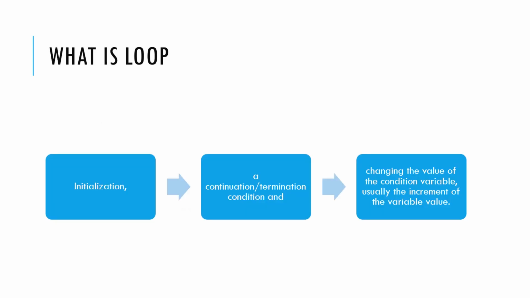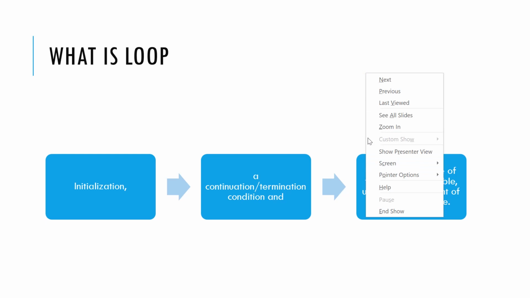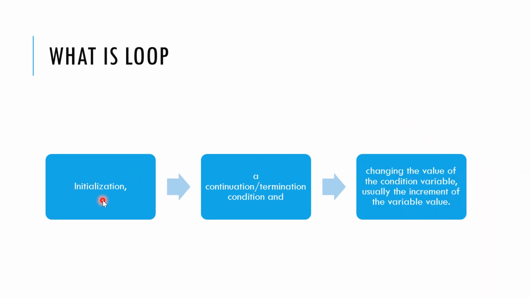So what is a loop? We know about the loop from the previous lecture. In a loop there are three things involved. The first thing is initialization of the loop, the second thing is the continuation or termination condition, and the third one is changing the value of the condition so that we are not stuck in an infinite loop. We have already talked about it tons of times. I'm just explaining it one more time.